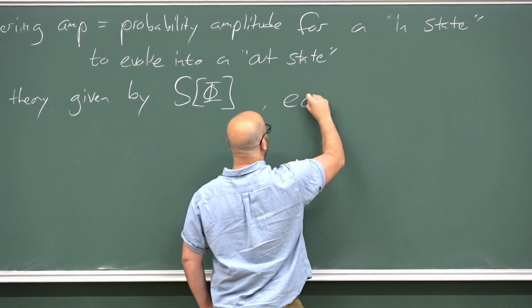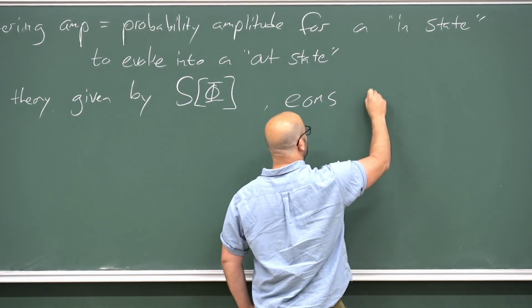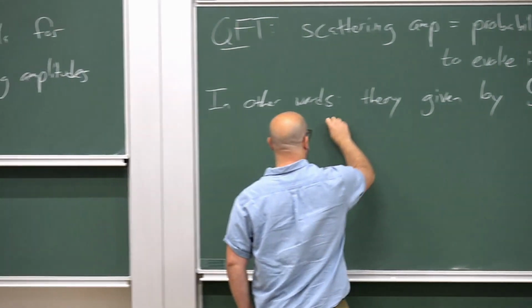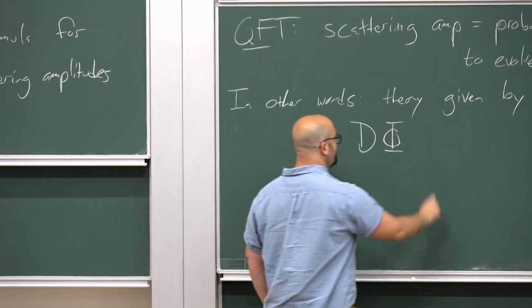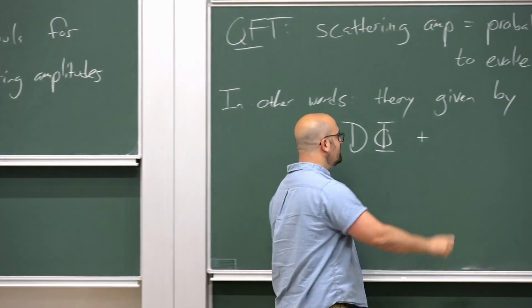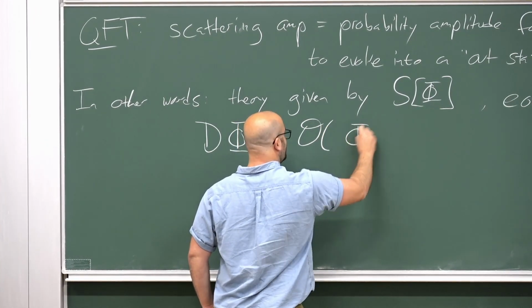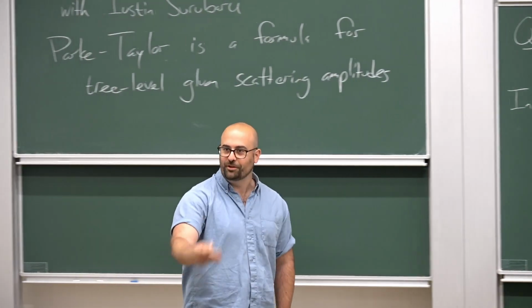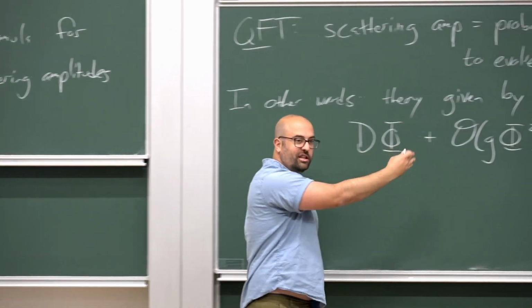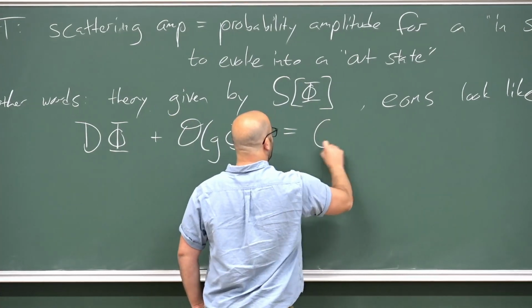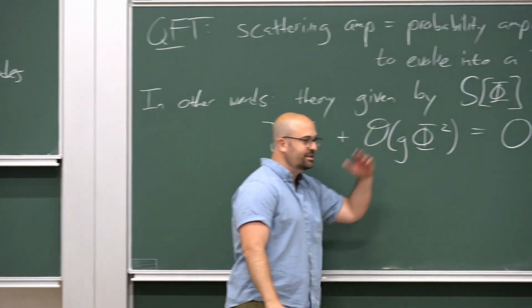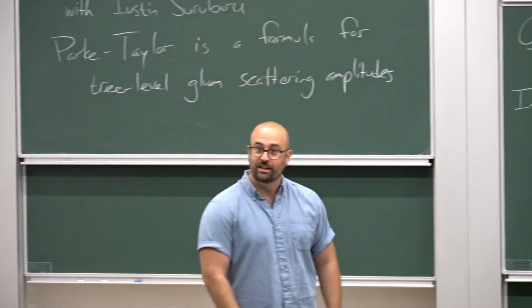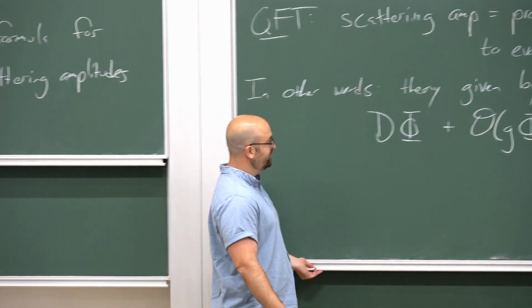And the equations of motion will look something like, schematically, some differential operator D acting on phi plus a bunch of nonlinear terms. Say they start at order phi squared, and there's some parameter there that I'll call g, which physicists call the coupling constant, which is keeping track of how nonlinear every term in these equations of motion is, and then we set this big PDE equal to zero. D, you should think of as usually something like a wave operator or a Laplacian.